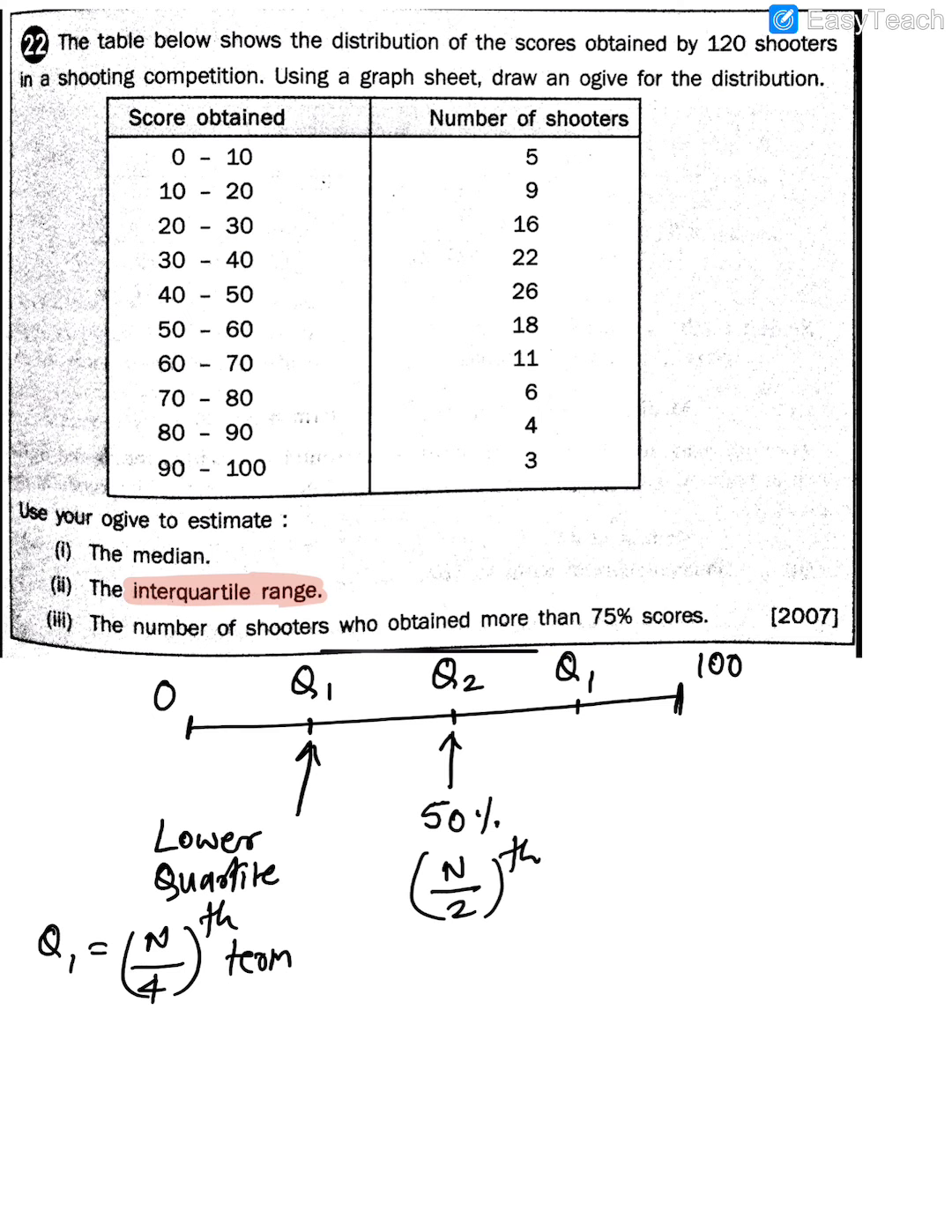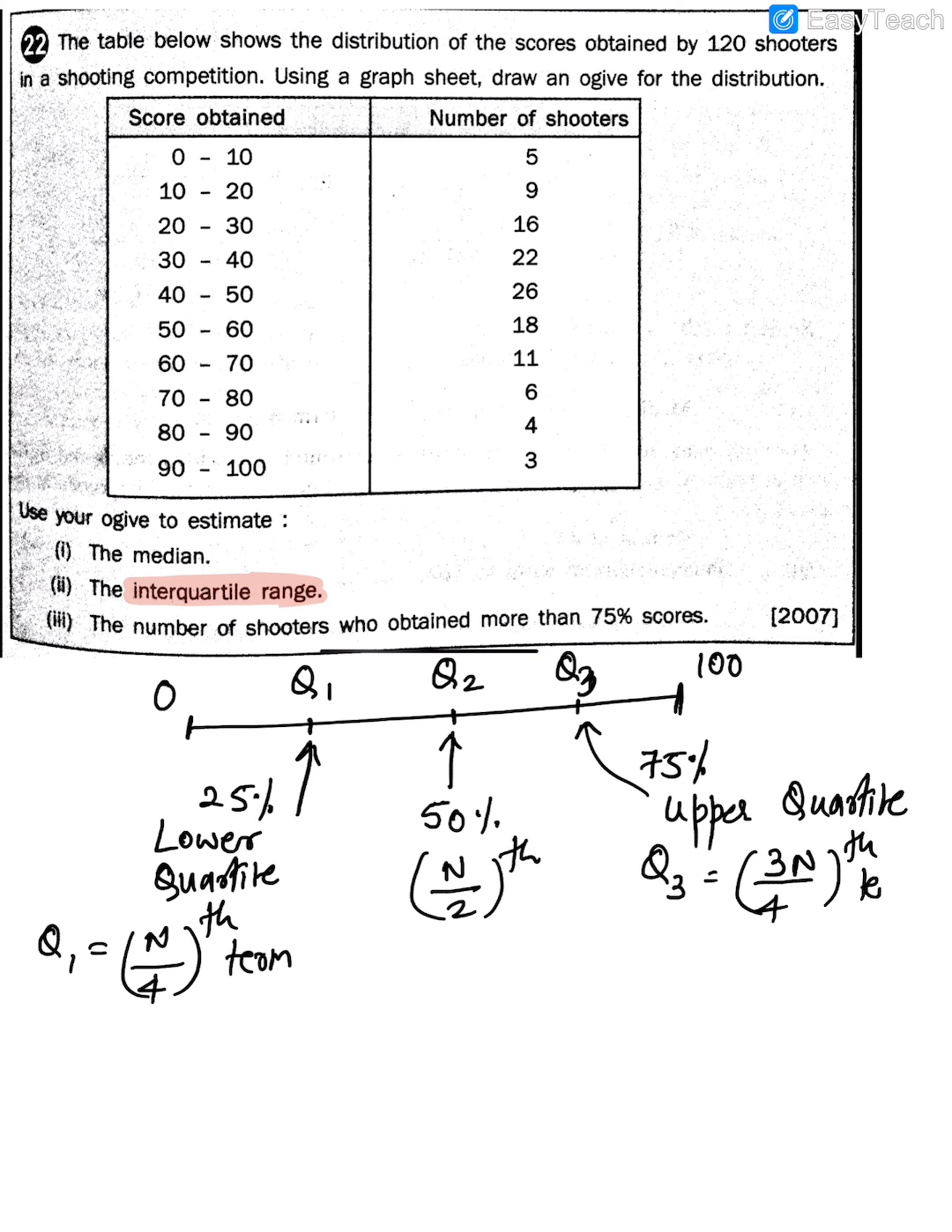Then, sorry, I wrote Q1, this is Q3. This is called the upper quartile, which is Q3. Upper means 75%. Guys, see, this was 25%, then 50%, and this out here is 75%. What is 75% in fraction? If you do, you'll get 3/4. So if you do 3/4 of N, then it'll be the upper quartile.